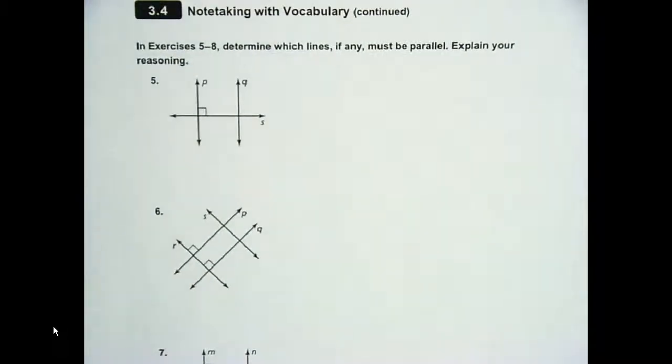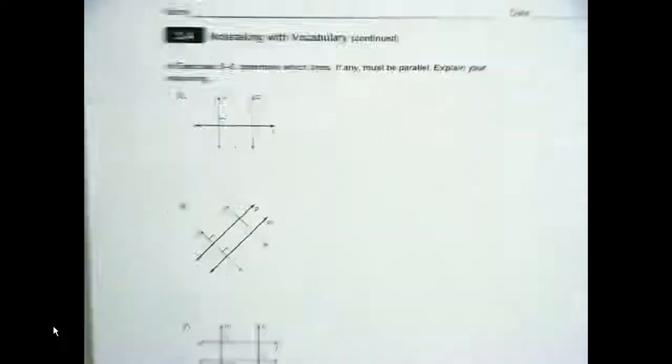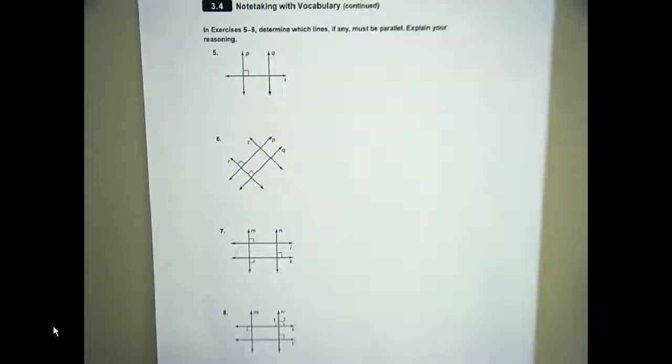5 through 8. Next page, please. Page 685, your student journal. I want you to complete those. Determine which lines, if any, must be parallel, and explain your reasoning. I realize you may not be done with all of them, but let's at least go through the first ones.